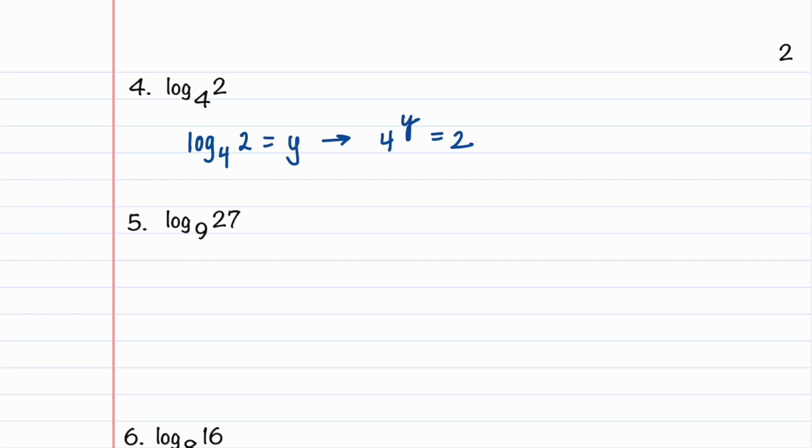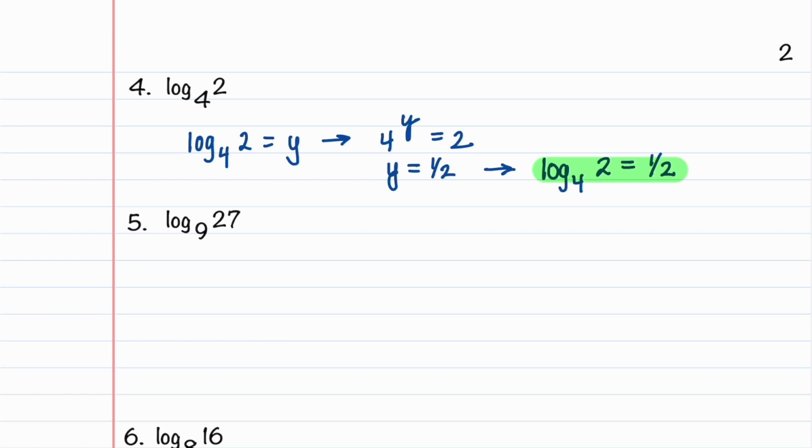And now we can think about what y should be in order to get 2. Because 4 is bigger than 2, we know that y is going to have to be a fraction. So we want to think, what fraction can we raise 4 to in order to get 2? And it turns out that if we take the square root of 4, we're going to get 2. So y is going to be 1/2. And we can write down our answer as log 4 of 2 is equal to 1/2.